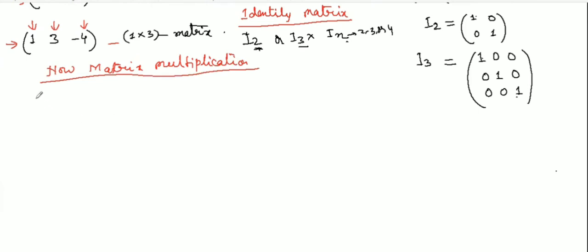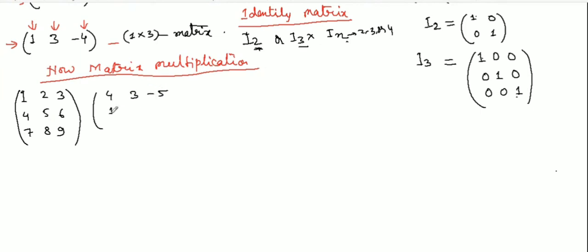So I'm going to take a 2 matrix here. Let's take any numbers. I'm going to take 1, 2, 3, 4, 5, 6, 7, 8, 9, and let's multiply this matrix by 4, 3, minus 5, 1, minus 2, 3, 2, 0, and 2. How to multiply this matrix?